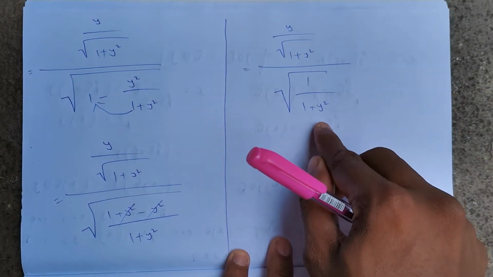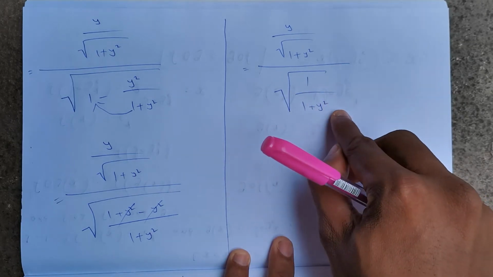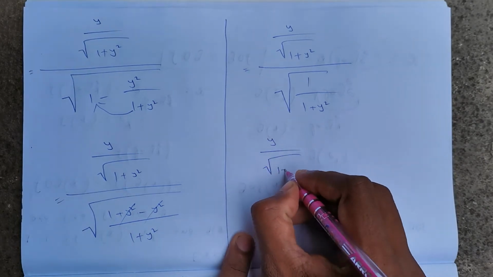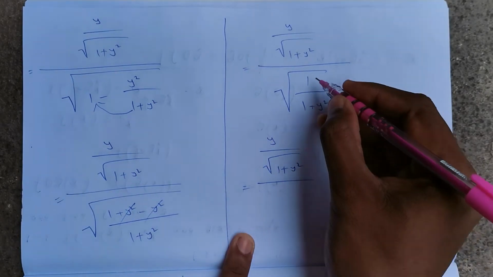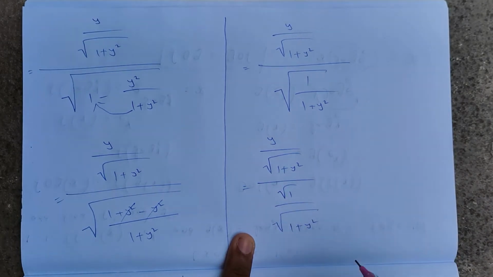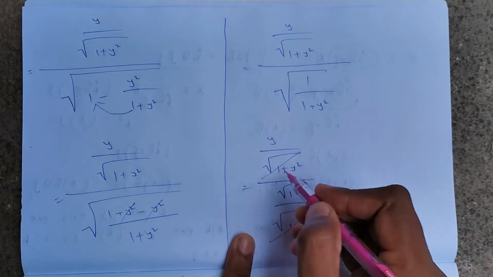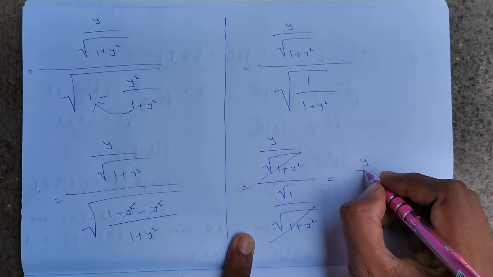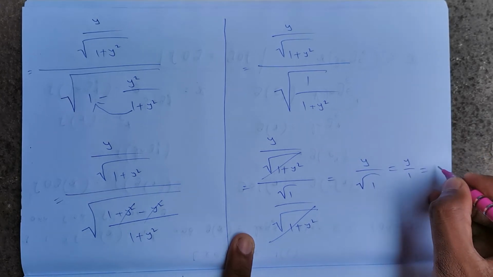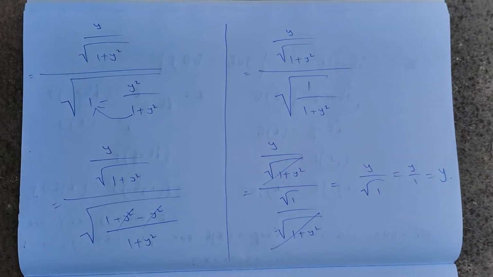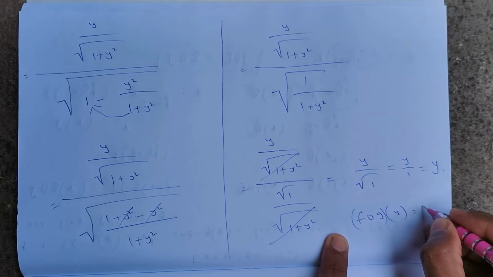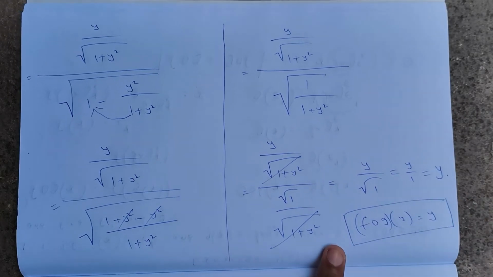Now if you observe this denominator, this under root is for numerator as well as for denominator. So let us separate it. Numerator as it is, y divided by under root 1 plus y square whole divided by, this is root 1 divided by root 1 plus y square. Here root 1 plus y square, root 1 plus y square will get cancelled. So we remain with y by root 1. Root 1 is nothing but 1. So y by 1. Y by 1 is nothing but y. Then we got f of g of y is equals to y. Hence proved.